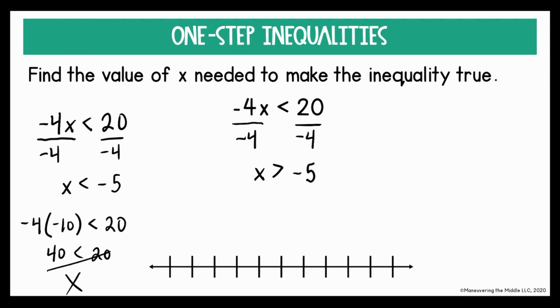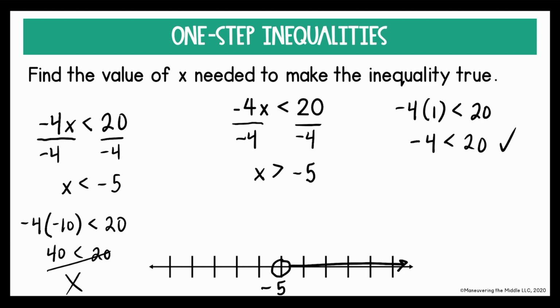Now when I go to check that, let me pick something. x is greater than negative 5, so I'm going to pick 1. So I have negative 4 times 1 is less than 20. That gives me negative 4 is less than 20, which is a true statement. So I can go back to my graph, put my negative 5. It's greater than, and it's not equal to, so I'm going to leave it as an open circle, and I'm going to shade everything greater than negative 5. And here would be 0, so I can be confident that that's correct.